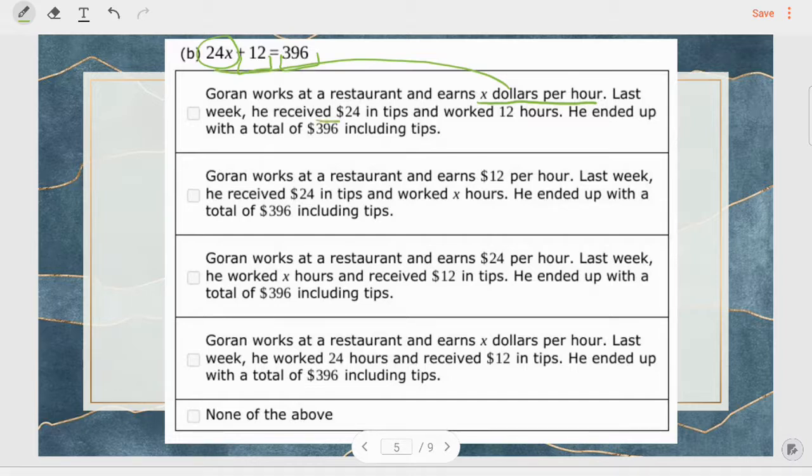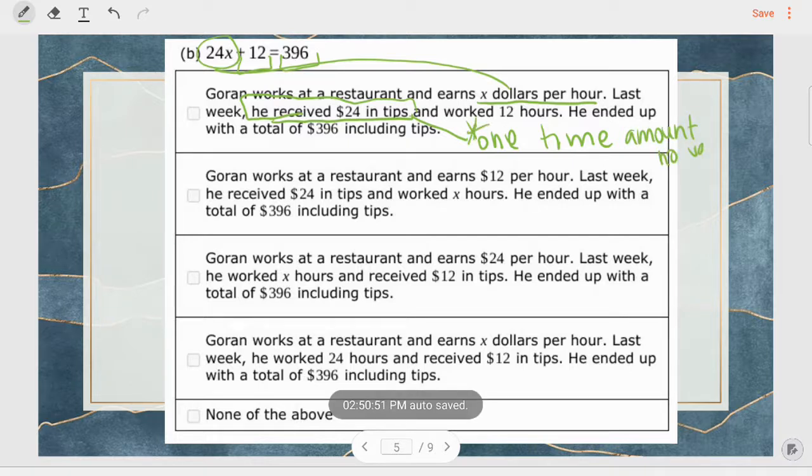Last week he received $24 in tips. Now when I compare $24 in tips, I've got to ask myself, $24 in tips each? Did they use the word each next to the word 24? And the answer is no. Okay, that is a one-time amount. And if I have a one-time amount, that cannot have a variable. Okay, note to self: one-time amount, no variable. Well, if I look at my equation, 24 in my equation does have a variable. So this one is automatically out.